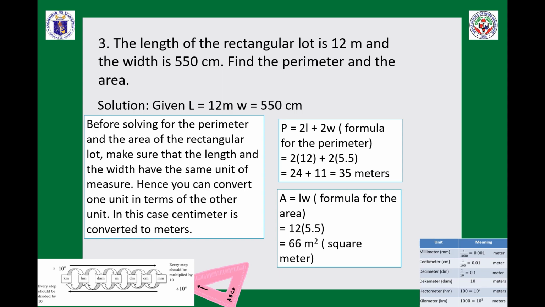For the area, we have the formula LW or WL. Formula for the area of the rectangular lot. That is 12 multiplied by 5.5. That is 66 square meters. If you talk about the area, you're looking for the square meters or square centimeters if that is the given.